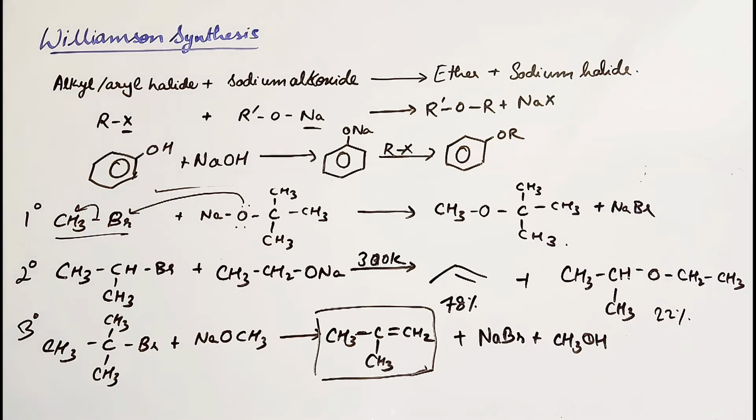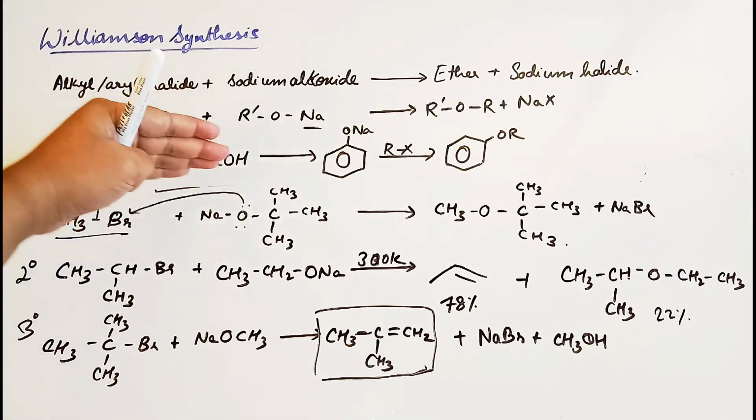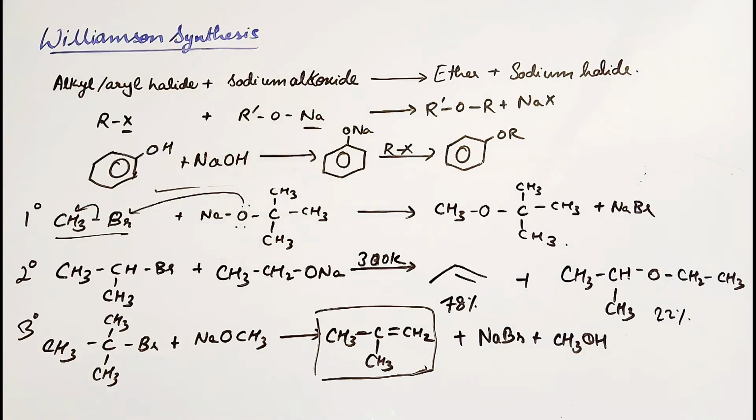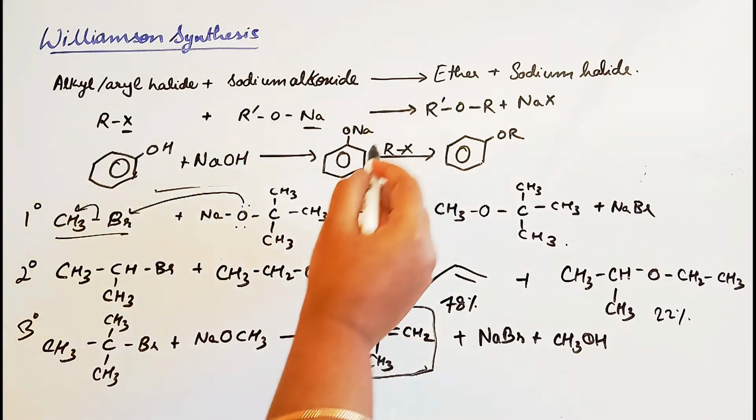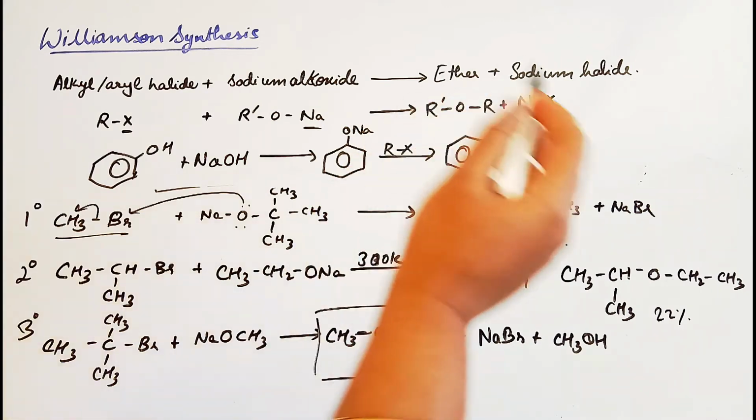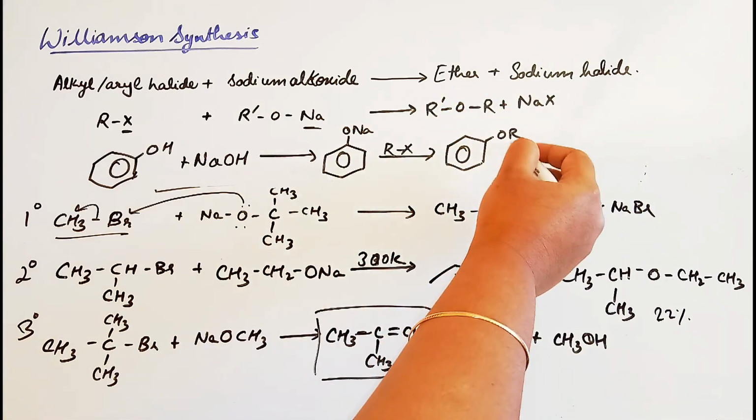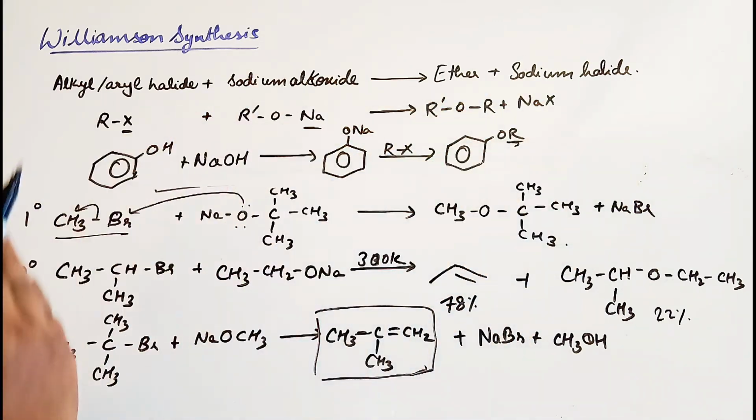One moment, just for a second I thought it was not Williamson synthesis, I'm sorry. So when phenol reacts with sodium hydroxide, it leads to the formation of the sodium phenoxide ion, which on reaction with the alkyl halide gives rise to the ether. This R group can be CH3, CH3CH2, it can be ethyl, methyl, propyl. So that's about Williamson synthesis.